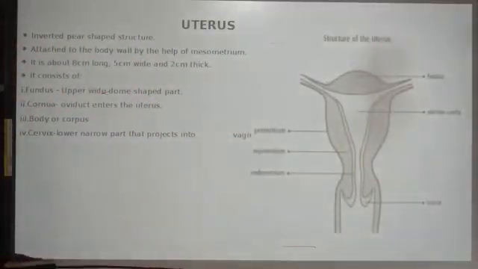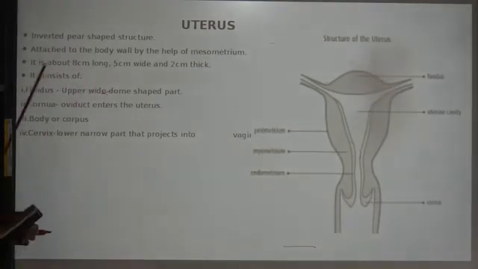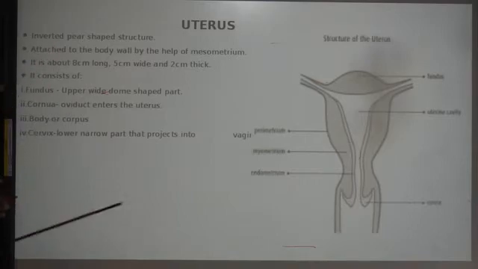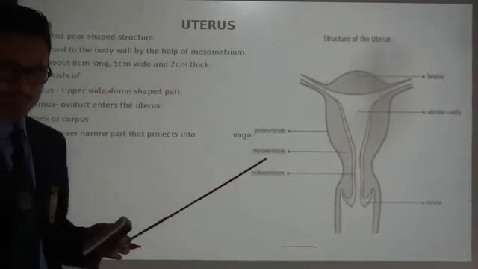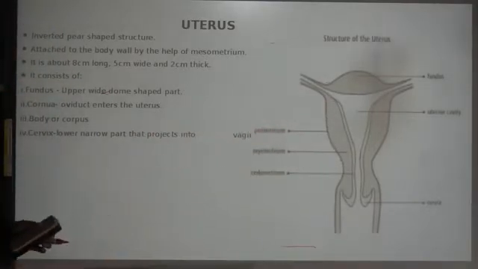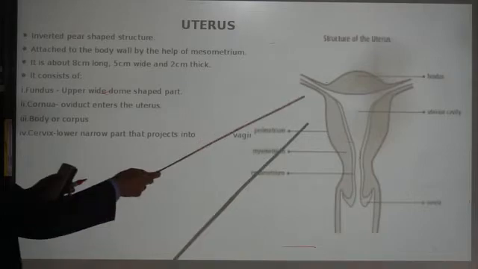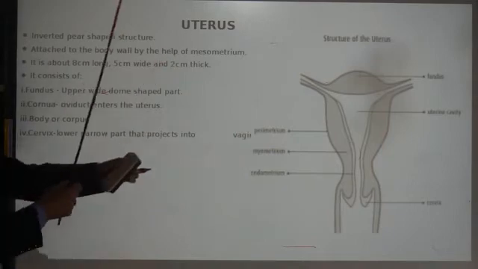So look over here. The uterus looks like an inverted pear-shaped structure. It's attached to the body wall by the help of another mesentery called the mesometrium. It measures about 8 cm long, 5 cm wide and 2 cm thick. Clear? Now let's see the composition of the uterus.